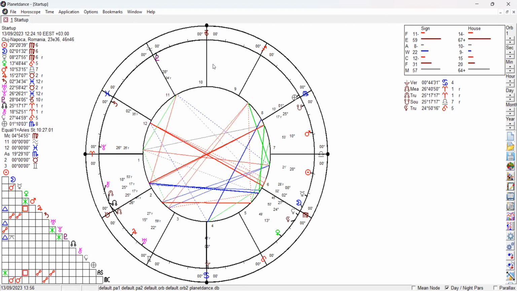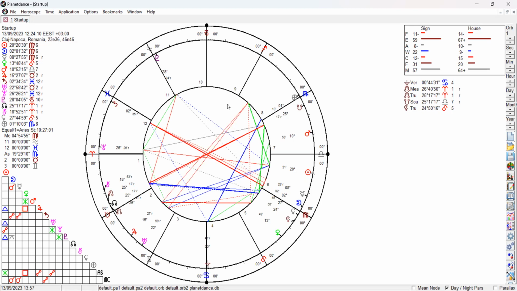Where the IC, the MC, sorry, this is the MC, is what kind of power do you want to have over life? Where do you want to take your life in a general sense? Soul path, life path, career, etc. So these points are very, very important in astrology.